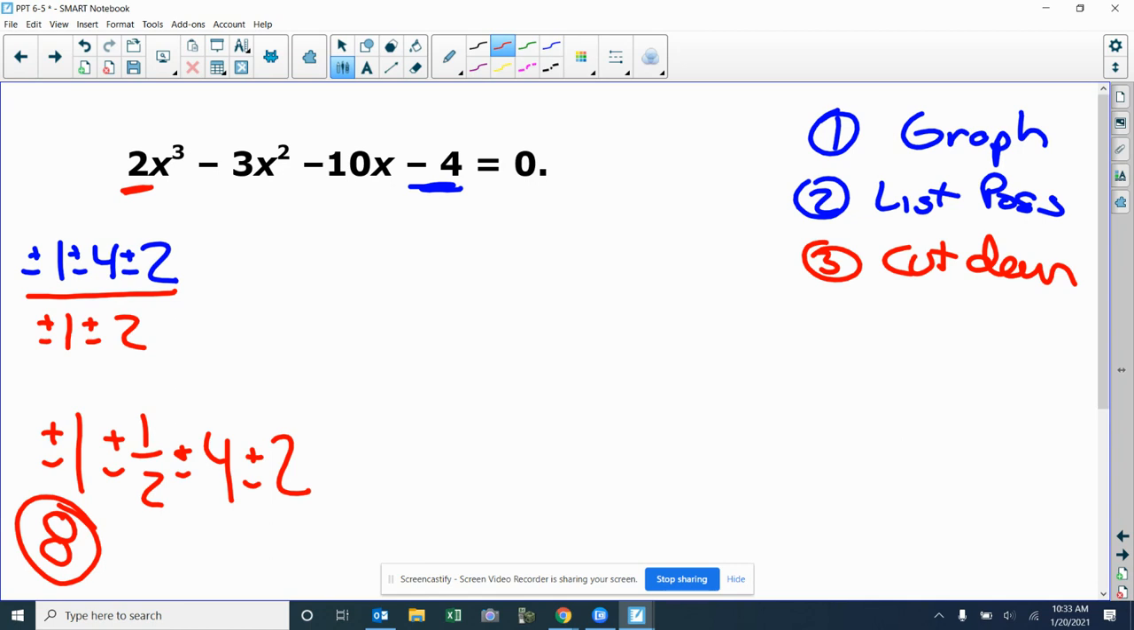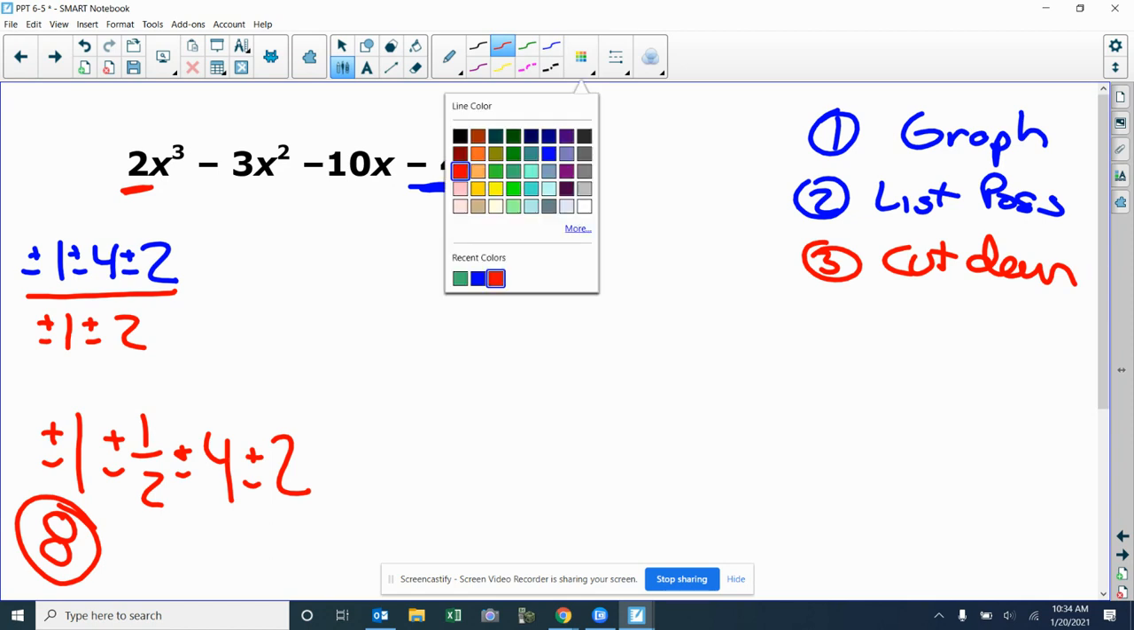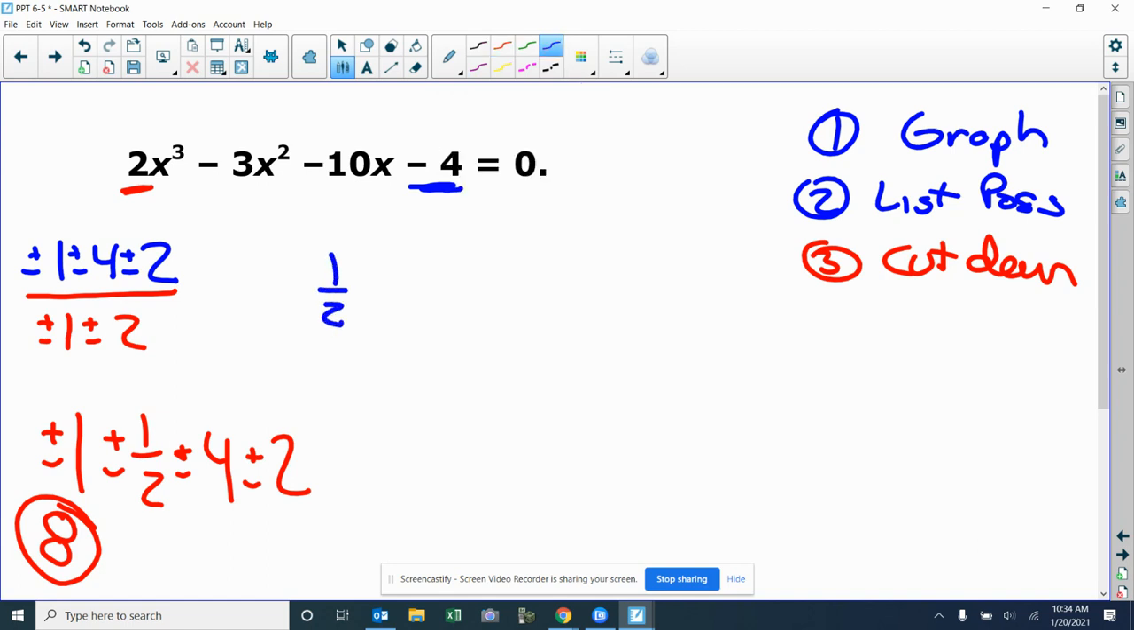Does it look like it crosses at any of those spots? Look on your calculator now. 1, half, positive, negative, does it look like it crosses any of those? No. Well, it has to. -1. Does it look like -1? -1/2. I think -1/2 sounds like a good deal to me. Let's try -1/2. Now, how are we going to know? We're going to use synthetic division. Synthetic substitution, my bad.